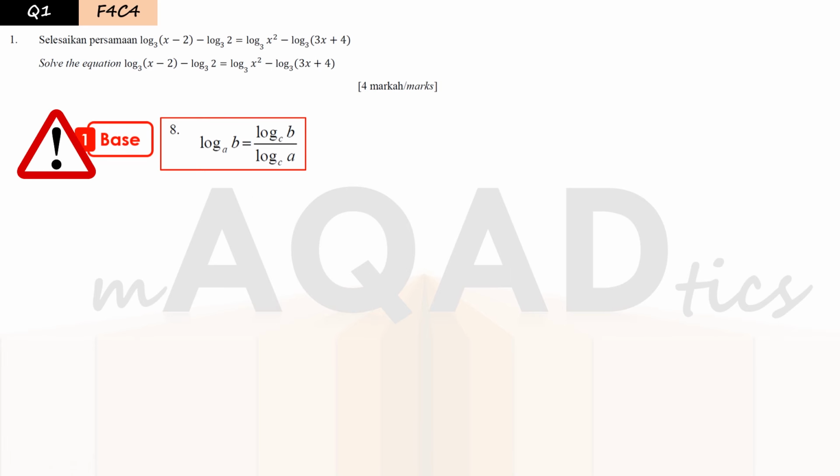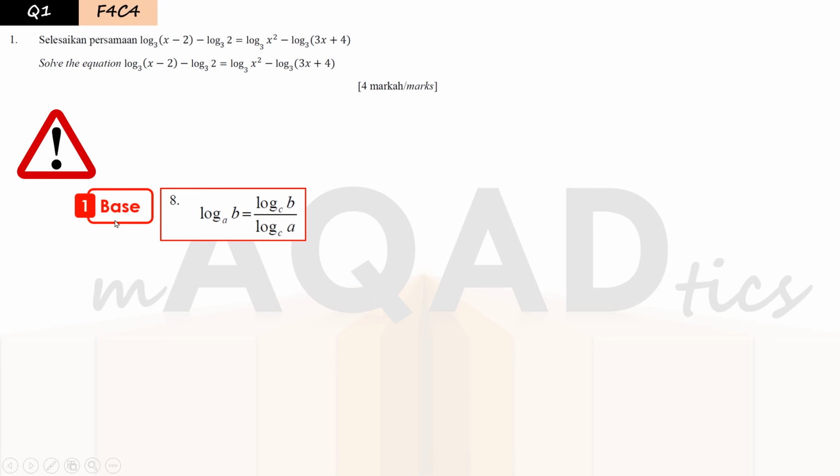Our first question comes from the Indices, Surds and Logarithms chapter, and here we have a logarithm equation. To solve any kind of logarithm question, we are going to use the 3-step method. The first step is base. Base here refers to these values, which is a 3 here, the base values of the log. So the first step is actually to change all the base values to be the same value.